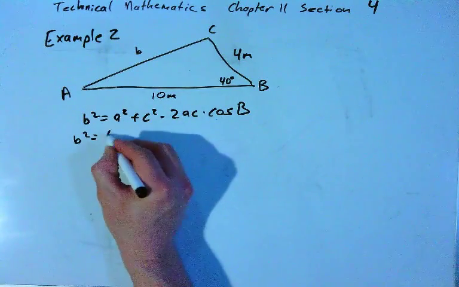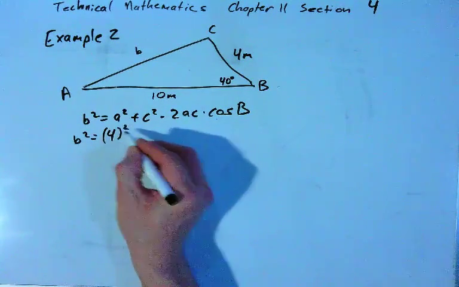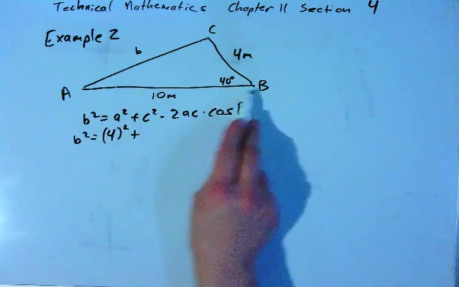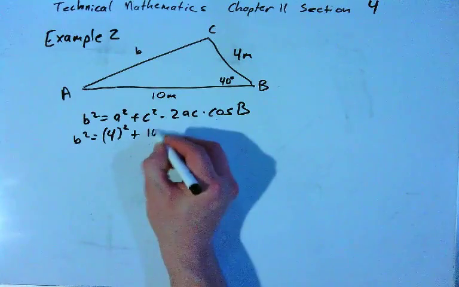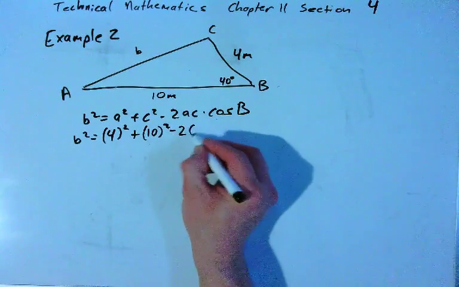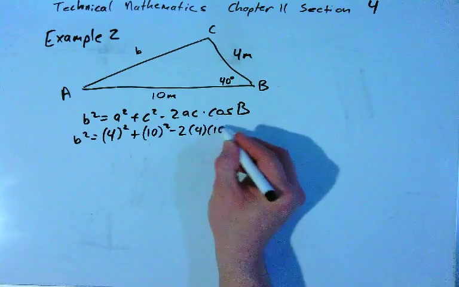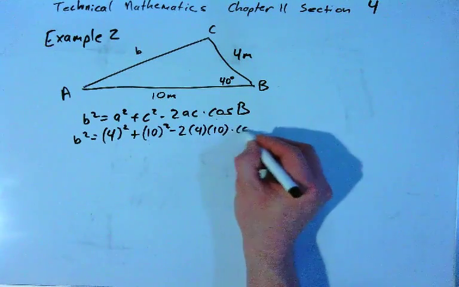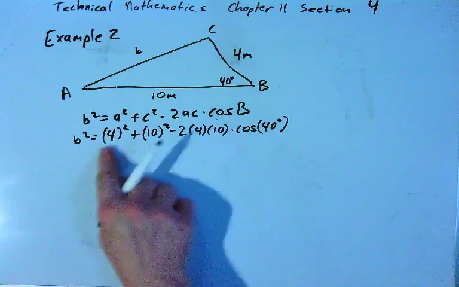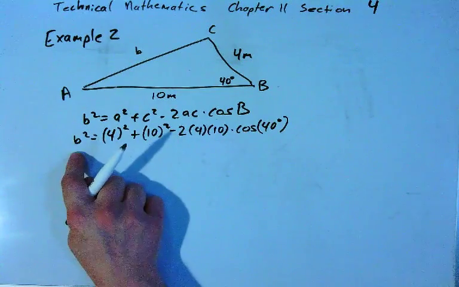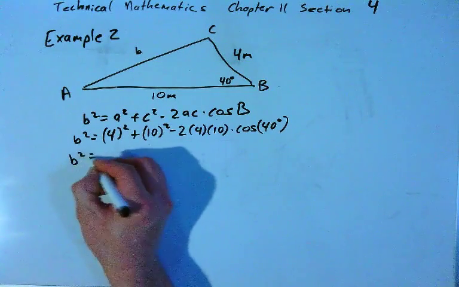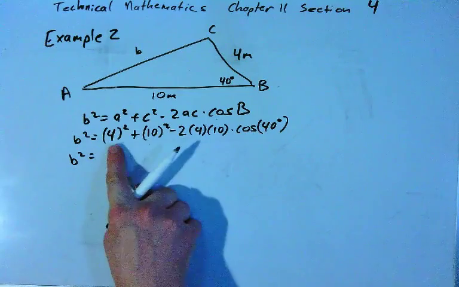A is 4 meters. The figure in the book tells us that side C is 10 meters. In other words, the house is 10 meters wide. Minus 2 times A, which is 4, times C, which is 10, times the cosine of B, which is 40 degrees. Okay, so if we work all of this out, we will get b squared. Take the square root of both sides, we'll know b. And so we'll probably want to take this one step at a time.